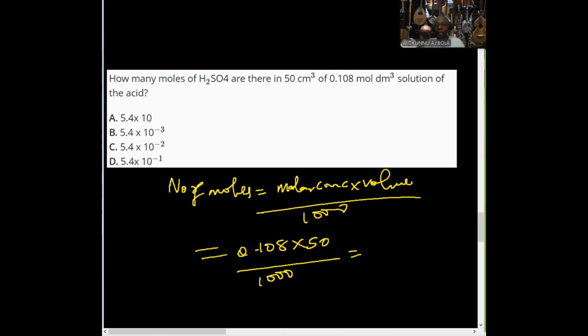0.108 times 50, that's 5.4, divided by 1000, that is 0.0054. And that will be 5.4 times 10 raised to the power minus 3. Okay, and that is where we'll be rounding up for today.